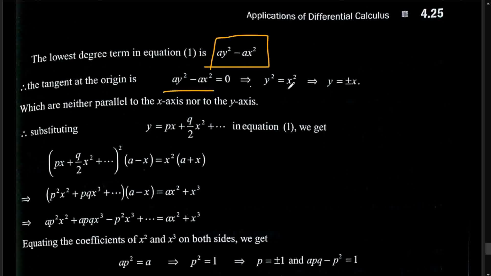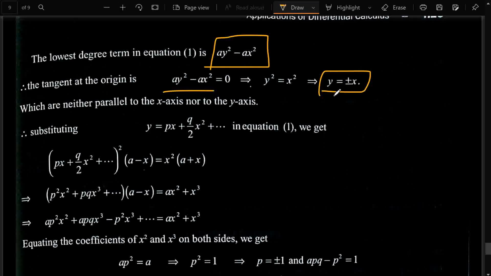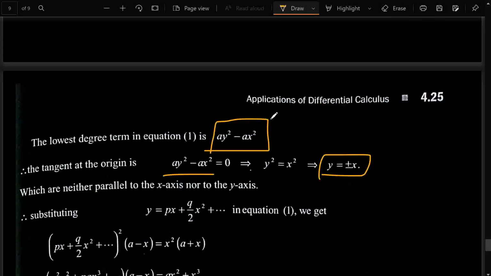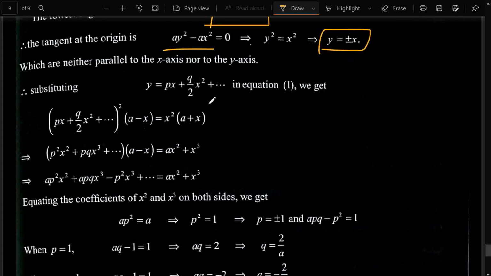So now if you equate this, you get y is equal to plus or minus x. From this you can't say whether the y-axis or the x-axis is a tangent at the origin for this curve, because it's coming as y is equal to plus or minus x. So for this we have to use the third principle, the third method that we saw before.